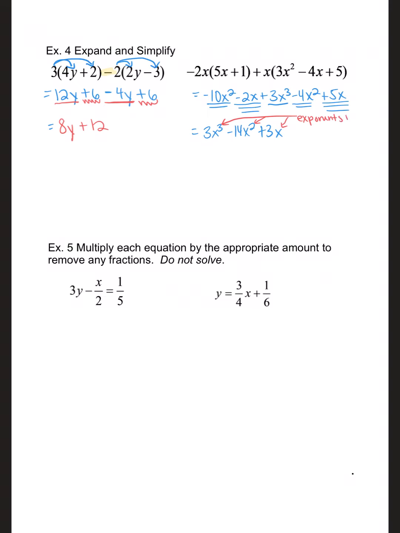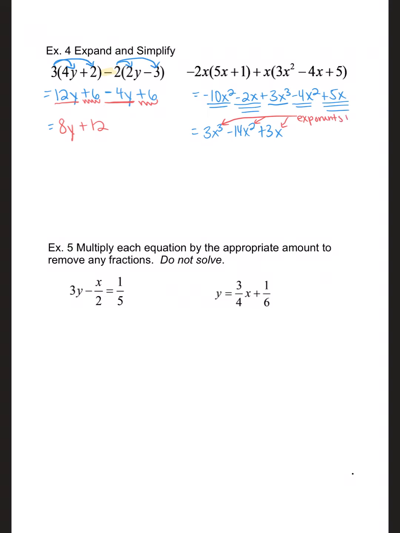The last part of this note is talking about when we have an equation that has fractions in it. In order to make the equation easier to solve algebraically, we always want to try to clear those fractions and just make whole numbers because it makes the whole process a lot easier. So we're going to just try to simplify these and get rid of those fractions, but we are not going to solve, so do not solve. So we're going to multiply each equation by the appropriate amount to remove any fraction.